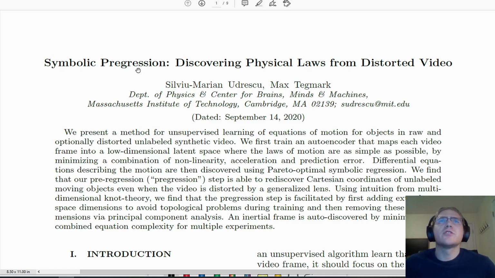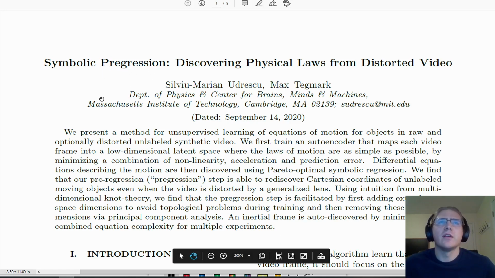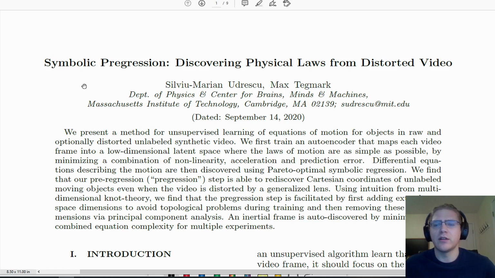So pregression, don't worry too much about that word. They coined it themselves as a shortening of pre-regression, which is a step before they actually run their symbolic regression algorithms. And the symbolic regression algorithms they run are the same as AI Feynman 2.0. So discovering physical laws from distorted video.